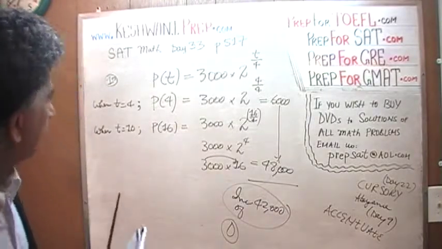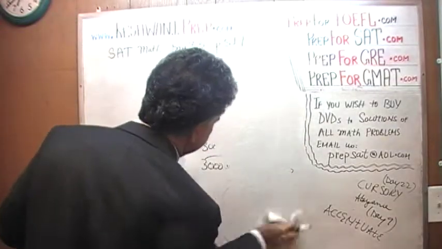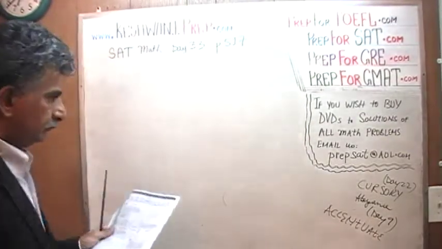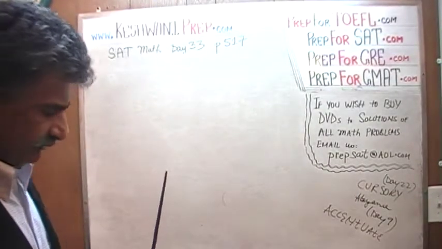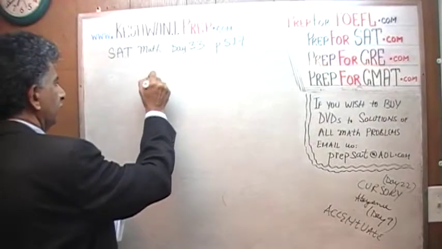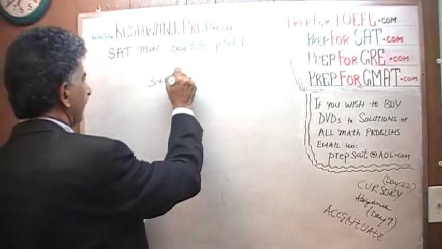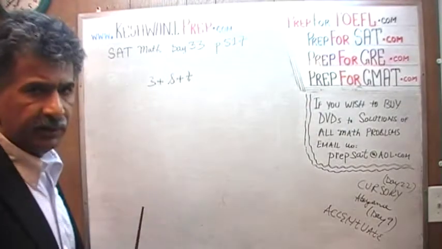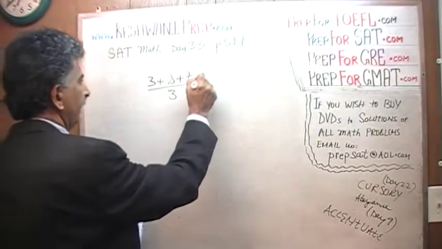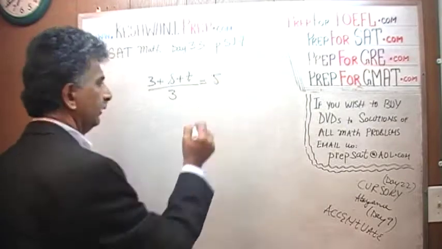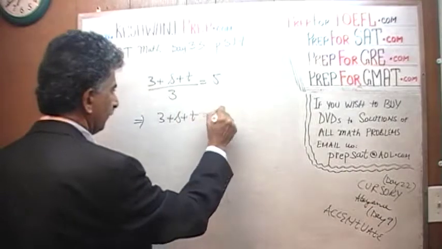Let's do the next one. Number 11. If the average of 3S and T is 5, how do you find the average of 3 numbers? You add them up and divide by 3, obviously. 3, S and T, their average equals 5, which of course implies the 3 numbers that we are adding up, 3 plus S plus T, must equal 15.